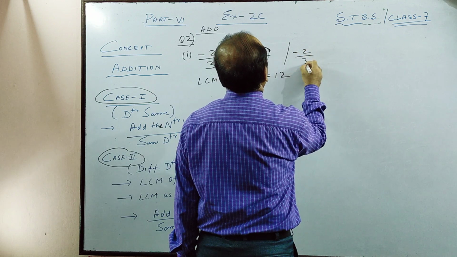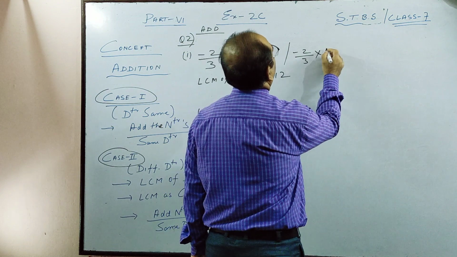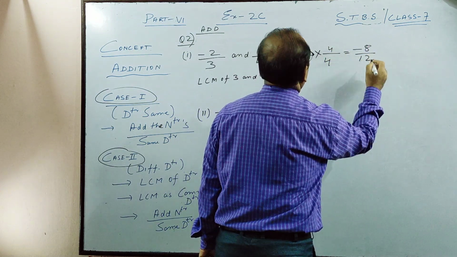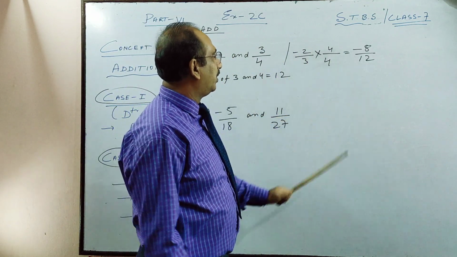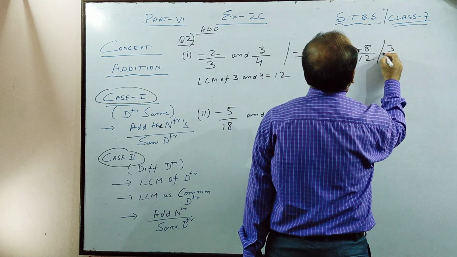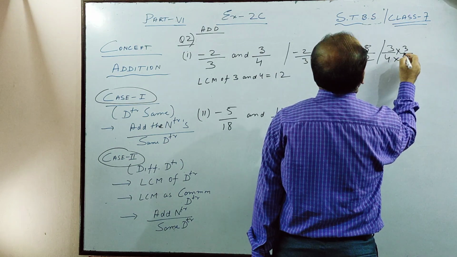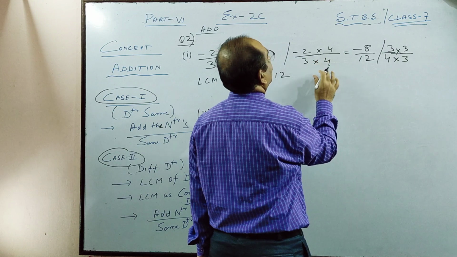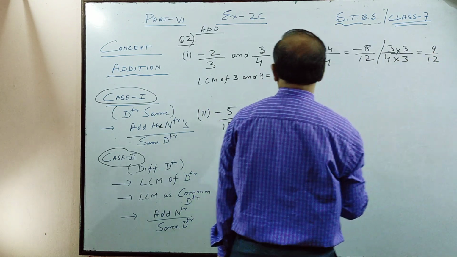Minus 2 by 3, I have to make the denominator 12. So multiply and divide by 4. So what do we get? Minus 8 by 12. Same way, 3 by 4, we multiply and divide by 3, and we get 9 by 12.